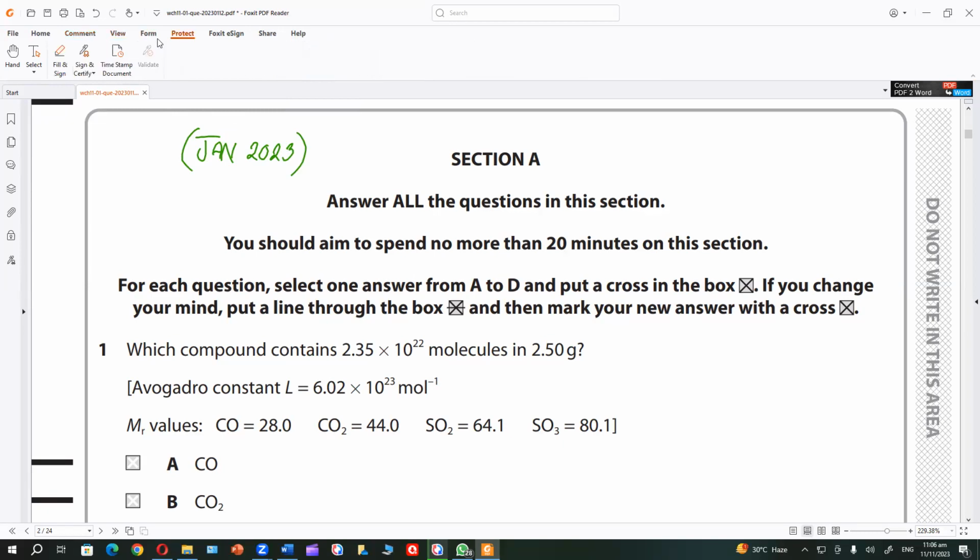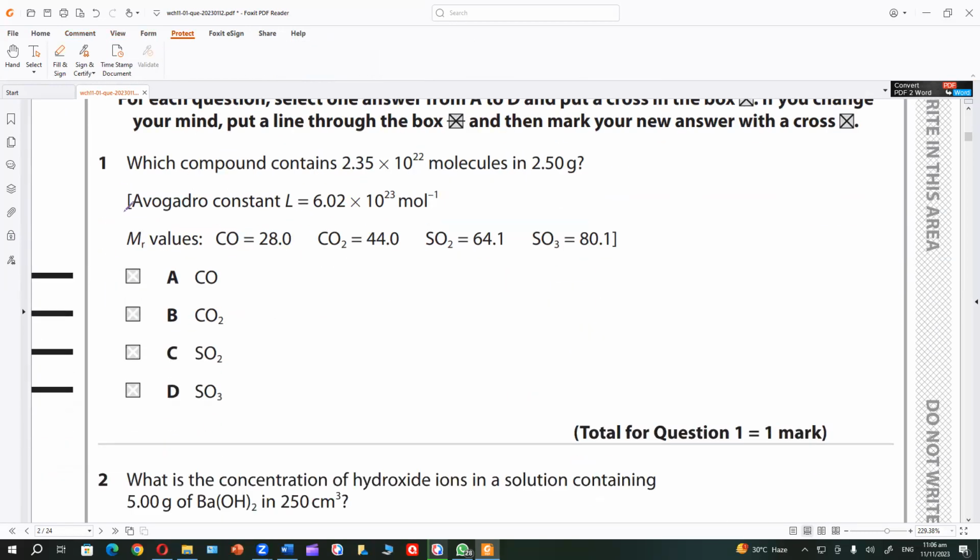Now, the first question: which compound contains this much molecules in 2.5 gram? Avogadro is given. So carbon MR values, carbon monoxide, CO2, SO2, and this one. Can we use the formula for number of particles? Number of particles is equal to number of moles into Avogadro constant. The answer is C. Very good. MR into 6.02.